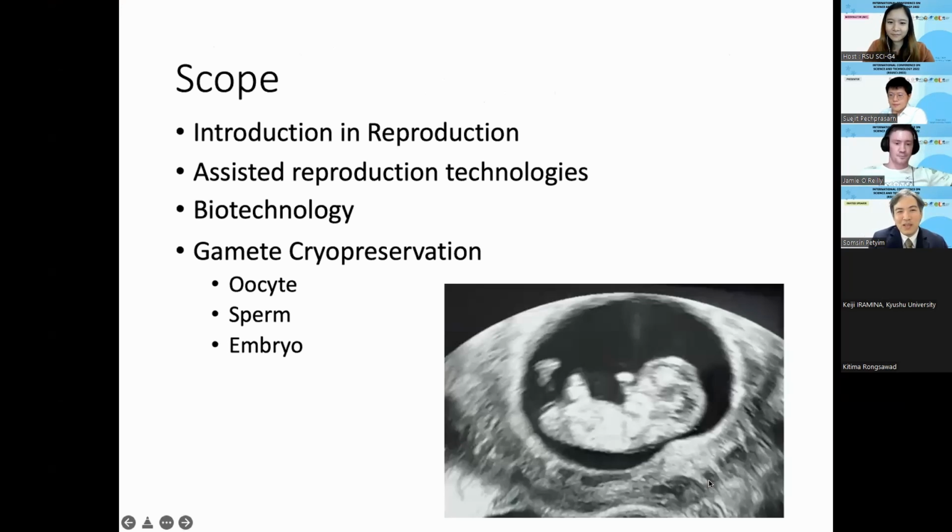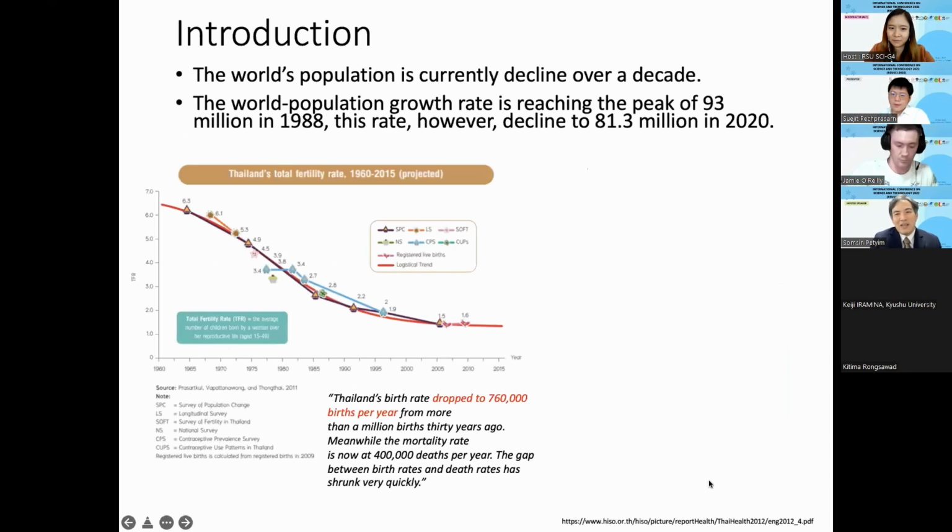a different way. So the scope of my talk is the introduction of reproduction. I think everyone is used to reproduction because it's something in our life that we need, to have a baby, and we have normal reproduction. And if you have a problem getting stuck trying to have a baby, the role of assisted reproduction technology, how can we use that, and how about the biotechnology that we are going to apply in the future, and about the gamete cryopreservation.